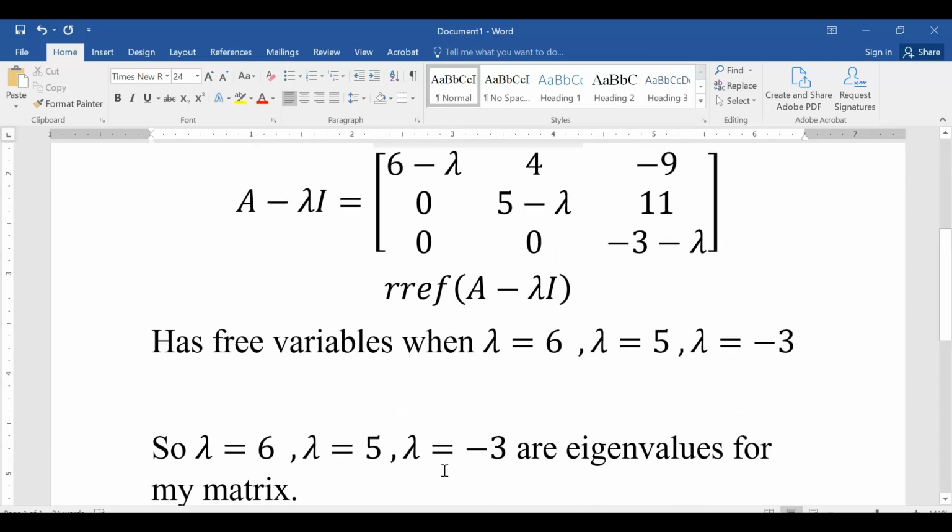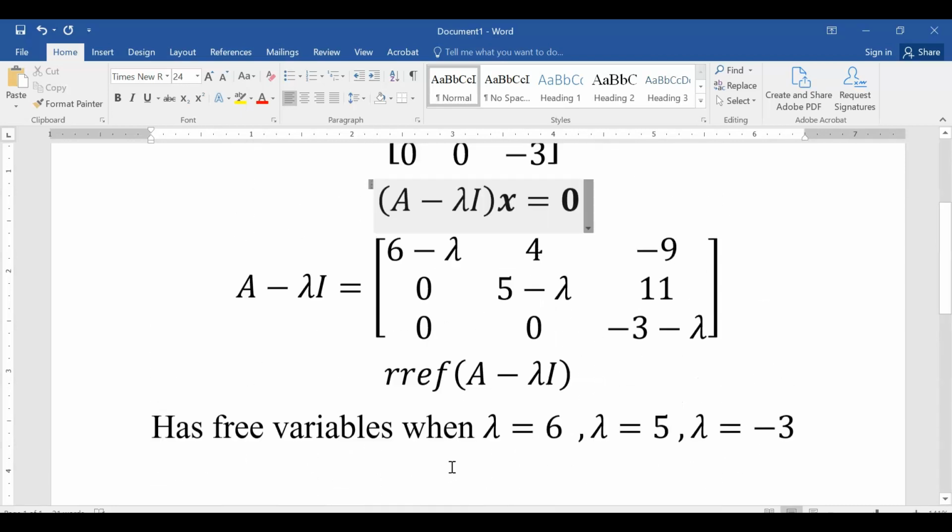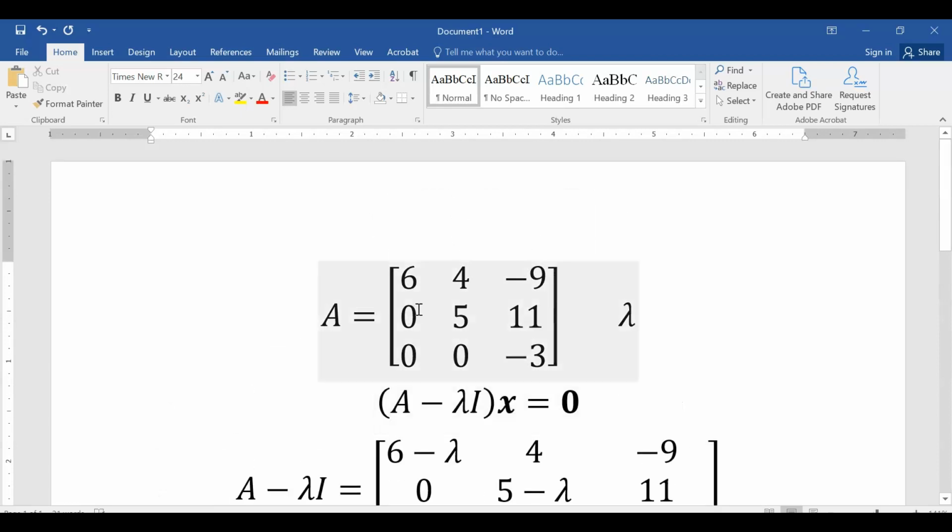So hopefully that makes sense. Now, notice what's unique about 6, 5, and negative 3. They popped out because they were the diagonal entries in our 3 by 3 matrix. And because this matrix was triangular, 6, 5, and negative 3 became eigenvalues.